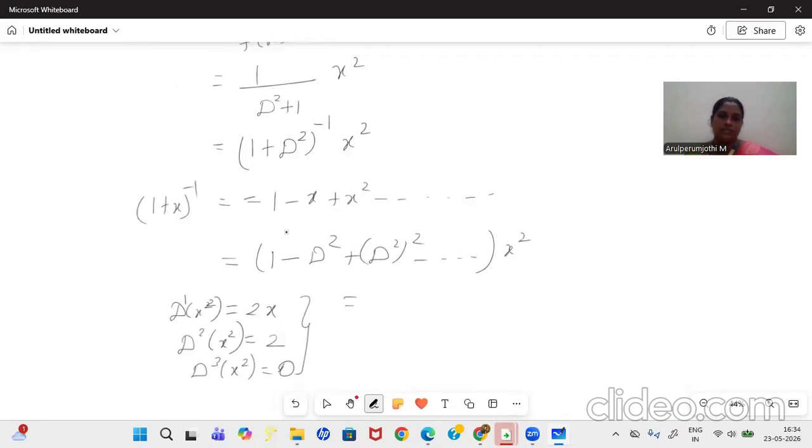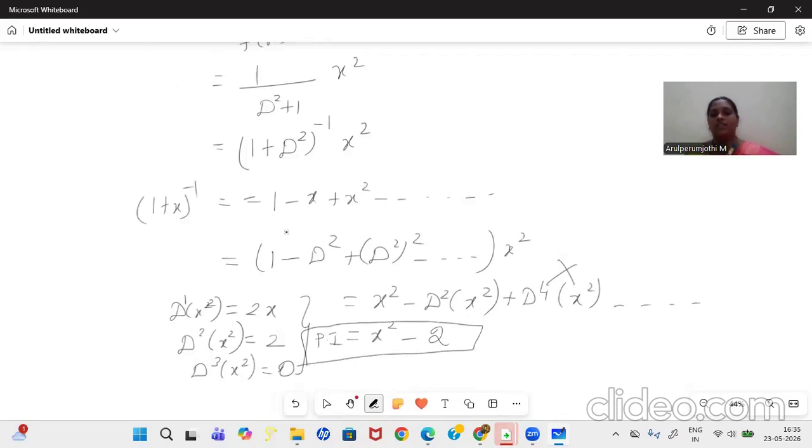Now you multiply this entire bracket with x square. So 1 into x square is x square, and then minus D square into x square. The next one is D power 4 into x square, and so on. Since D cube of x square itself is 0, this portion becomes 0. So what's your answer? x square minus, D square of x square is 2. So the particular integral for this problem is x square minus 2. What's your final solution? A cos x plus b sin x plus x square minus 2.